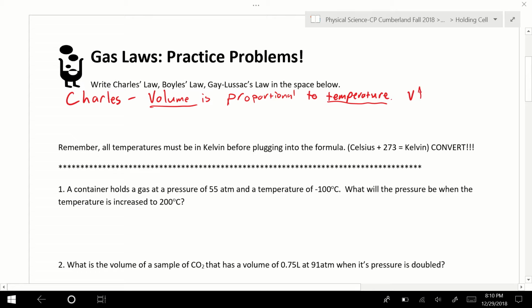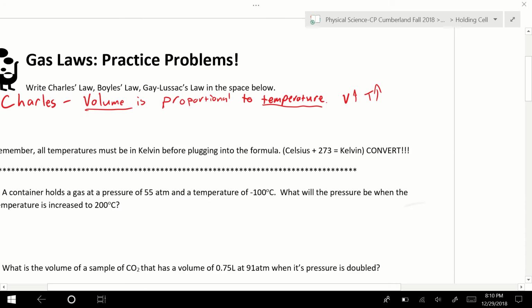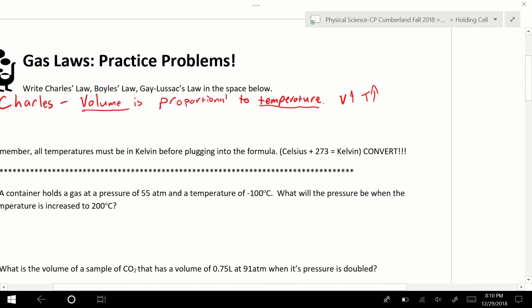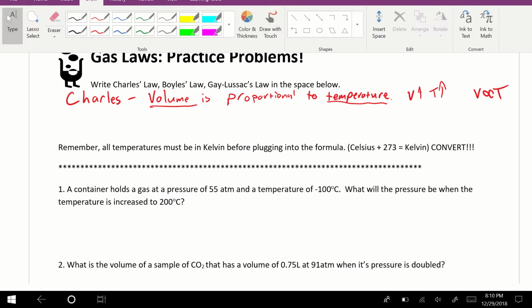So as volume increases, temperature does as well. If volume increases by a multiple of 2, if it's doubled, then temperature is doubled as well. It's also written as V, that sideways infinity-looking symbol, T. That symbol means proportional to.